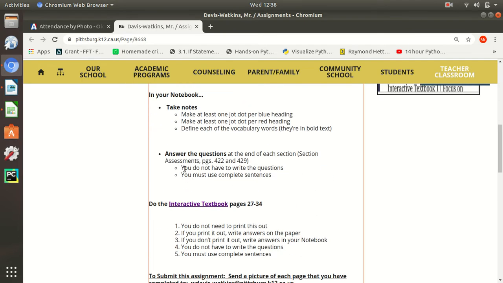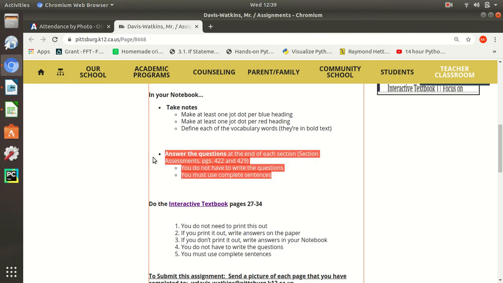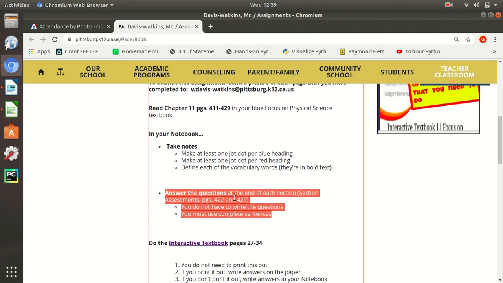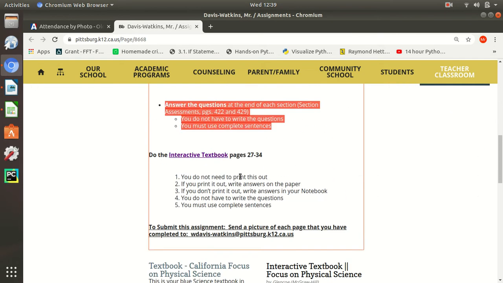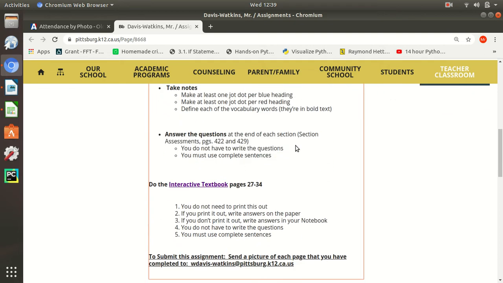definition. Then you should, when you get to pages 422 and 429, and in fact, every time you end a section, you'll see what's called a section assessment, and you should do all the questions. You don't have to write the questions. You have to use complete sentences though. But let's take a look at what this looks like in real life. So if you have your textbook, take out your textbook and do these things.